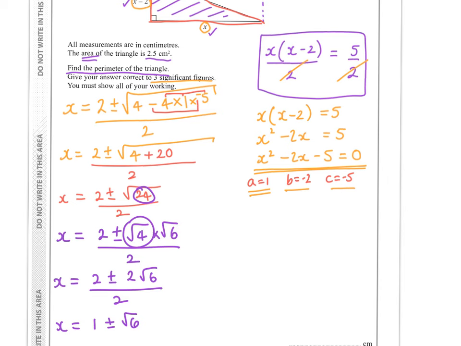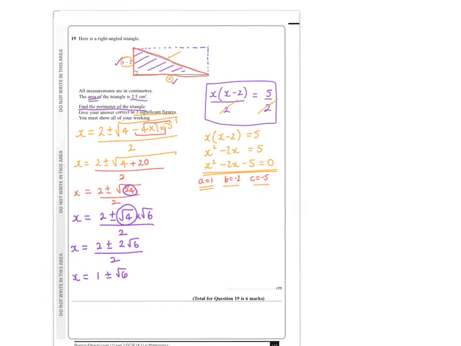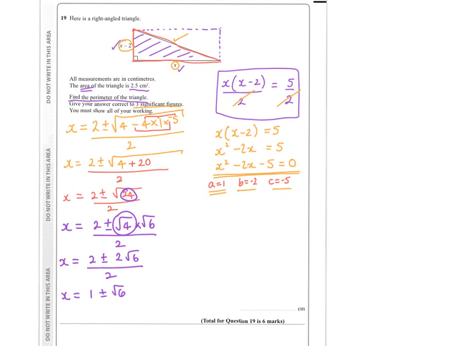Now, looking at the diagram, you know that x is one of the lengths. Now, if we did 1 take away root 6, that wouldn't be possible, would it? So we'd have to use x is 1 plus root 6. Now notice I've not used the calculator at all here. You could have used it much earlier and you'd have been having some decimals. Notice I'm not going to use that just yet. Of course you can at any point.